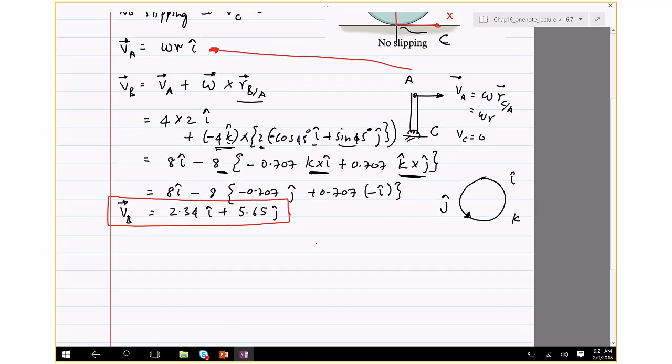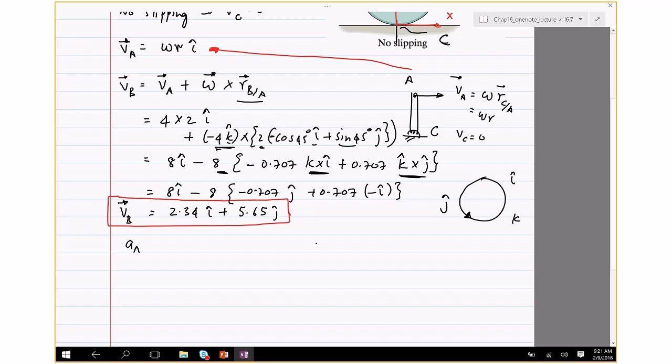Okay, so you do not need anything in 16.7 to solve this. This is just the velocity analysis. You only need what we learned two lectures back using the relative velocity formula. Okay, now is the part when we try to solve for acceleration.